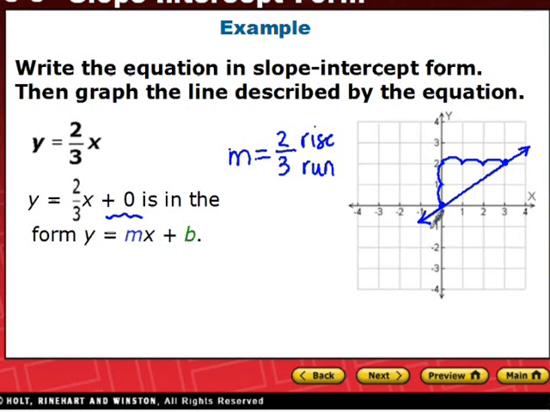And then the last thing is, if I tell you the slope and I give you any point on the graph, so instead of giving you the y-intercept, I tell you just any random point on the graph, can you then write the equation in slope-intercept form? And there's a couple ways to do this. You could actually do this by graphing.